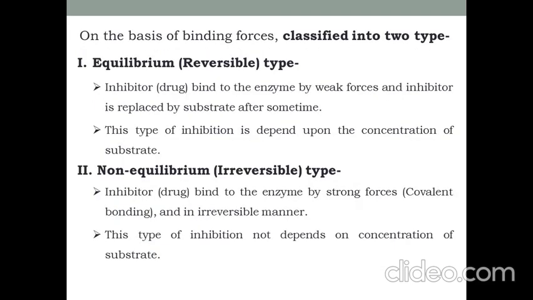On the basis of binding forces, competitive type of inhibition is again classified into two types. First one is the equilibrium or reversible type. Second one is the non-equilibrium or irreversible type. In case of equilibrium type, the inhibitor binds to the enzyme by weak forces and the inhibitor is replaced by the substrate after some time. This type of inhibition is dependent upon the concentration of substrate.